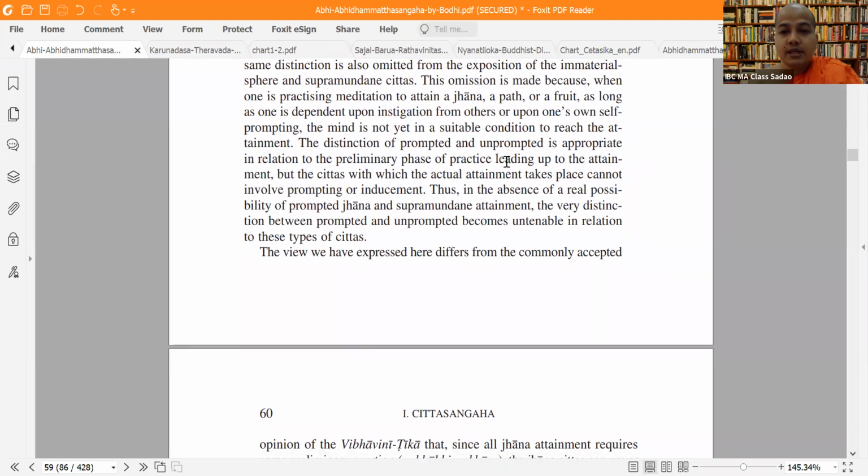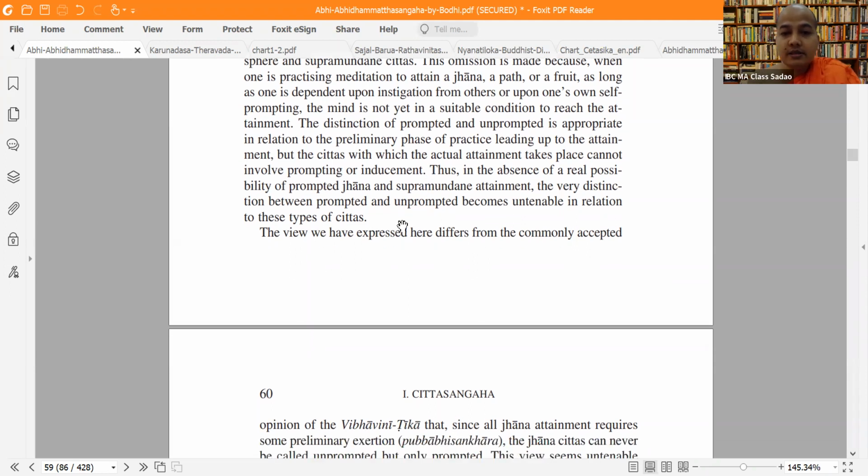The distinction of prompted and unprompted is appropriate in relation to the preliminary phase of the practice leading up to the attainment, but the chittas with which the actual attainment takes place cannot involve prompting or inducement. It may be that when you are engaged in the practice and you have not yet attained any jhana, prior to the attainment of the first jhana, for example, there may be some kind of prompting. But as soon as you enter into the jhanas, thereafter, the discussion of prompting and unprompting does not occur. Thus, in the absence of a real possibility of prompted jhana and supramundane attainment, the very distinction between prompted and unprompted becomes untenable in relation to these types of chittas.